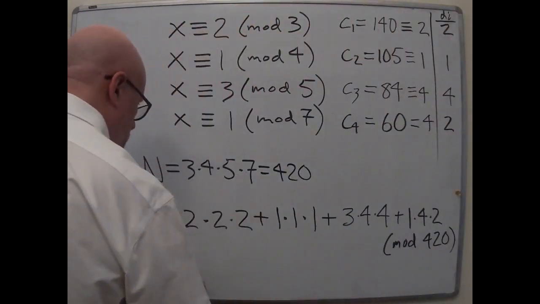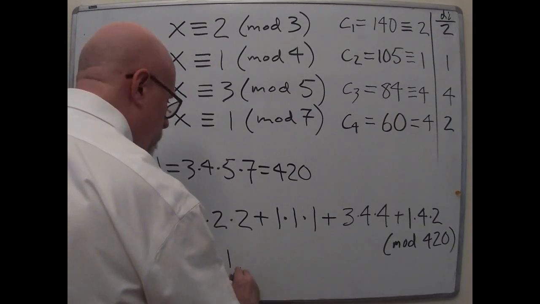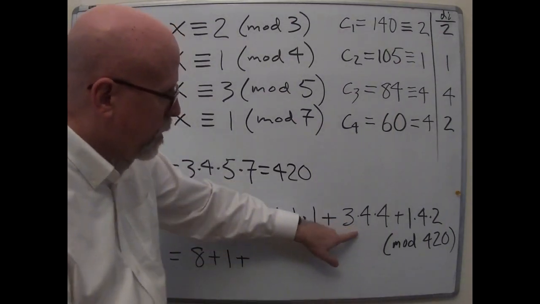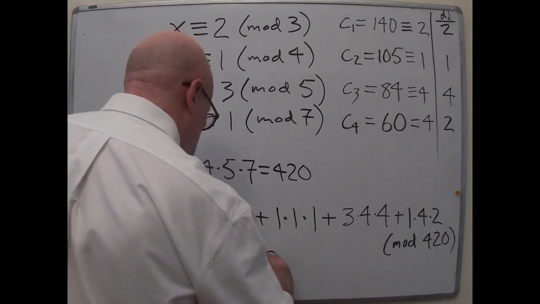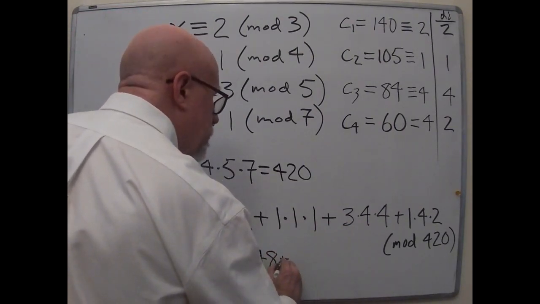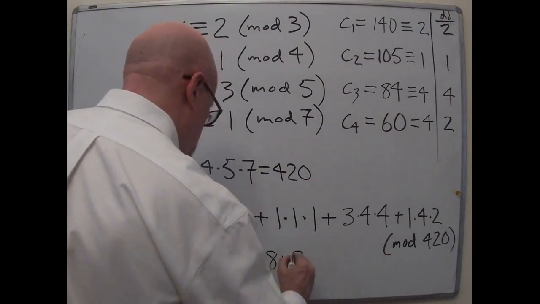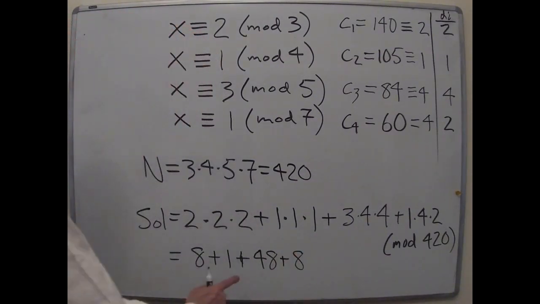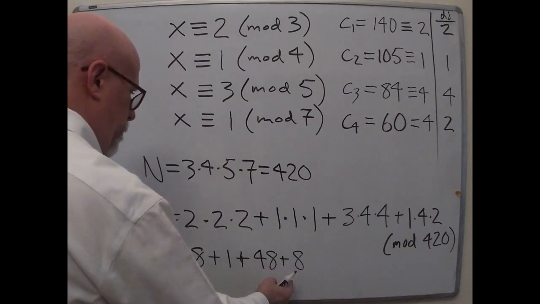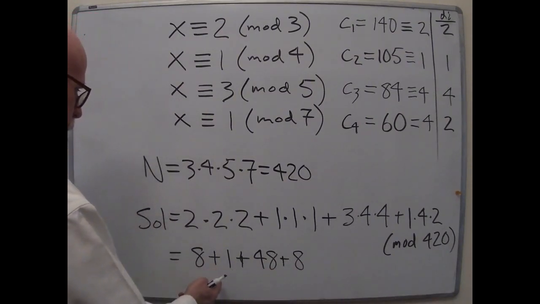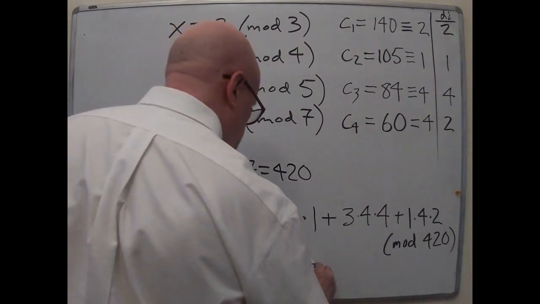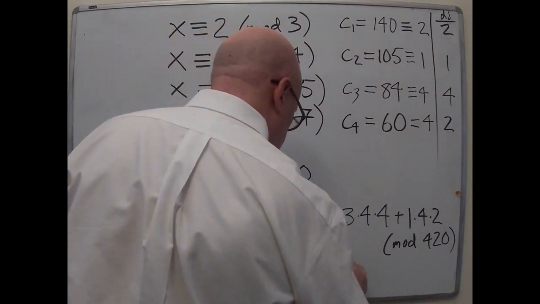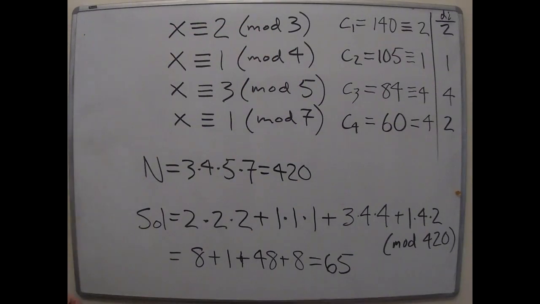This is 8 plus 1 plus, okay, here's a little tougher. 12 times 4 is 48. Plus 8. Let me try to do this mentally. 48 and 8 is 56, 57, 65. Really? I don't think so.